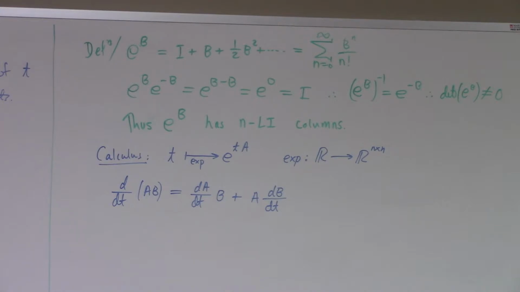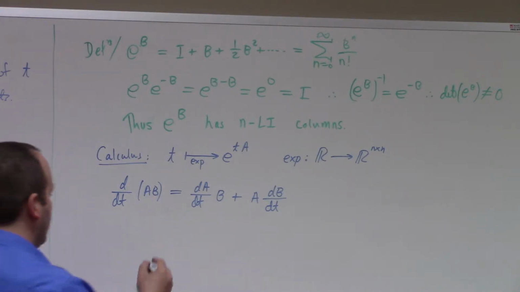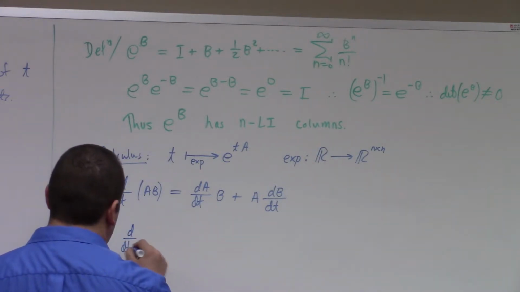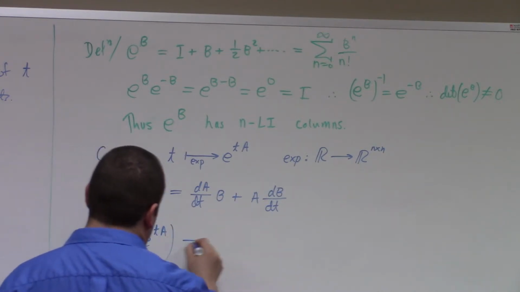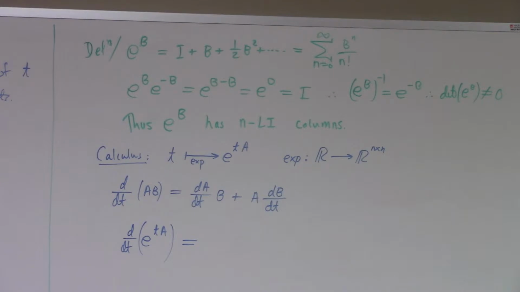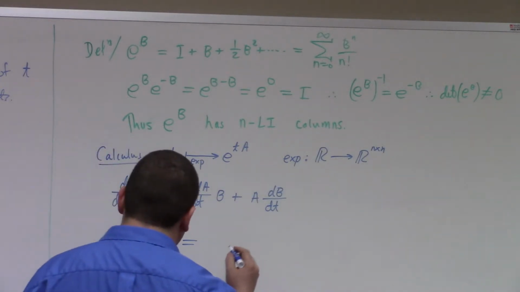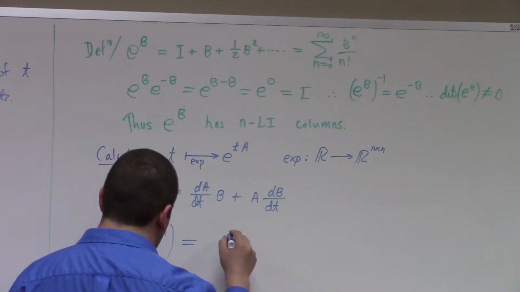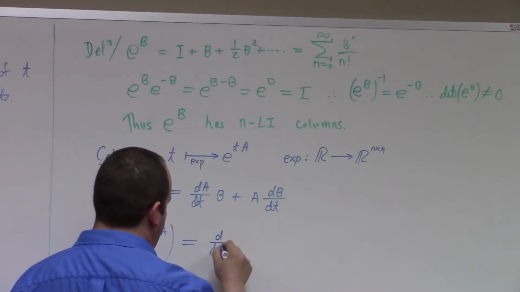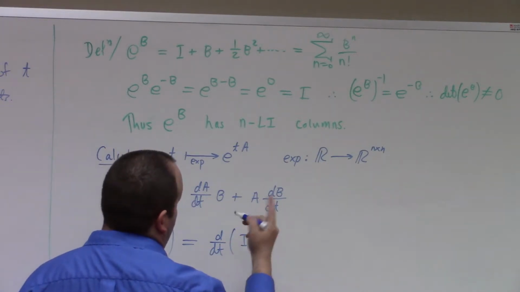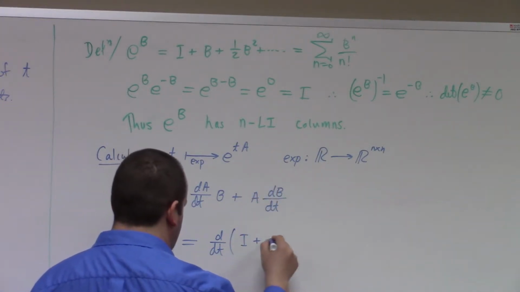Now, I don't think we actually need all that for this. If I want to differentiate e to the ta, what I get then is, well, I'll do it with the plus dot dot dot notation. It's easier to look at that way. Of course, we could do it with a summation notation. That would also be fine.